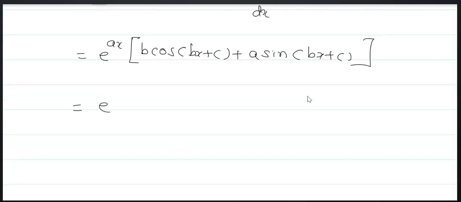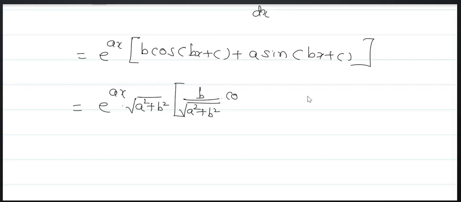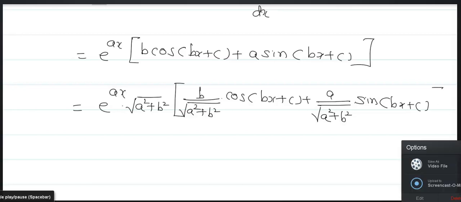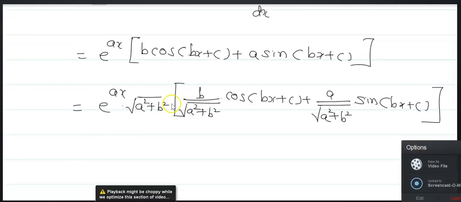Now in the next step, we have to assume some things. That is e raised to ax in root of a square plus b square, that is we are multiplying and dividing by root of a square plus b square. Now e raised to ax root of a square plus b square, and in brackets you will get b upon root of a square plus b square cos of bx plus c plus a upon root of a square plus b square sin of bx plus c.